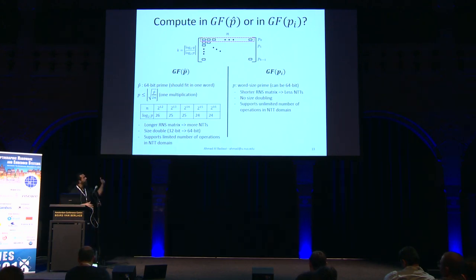Whereas if you choose the other solution, where you compute the theoretical transform in each of the primes in different fields, you will not have these problems, so you can work with the same bit precision of the prime, 64-bit. There is no size doubling. And you can also support an unlimited number of operations in this domain.